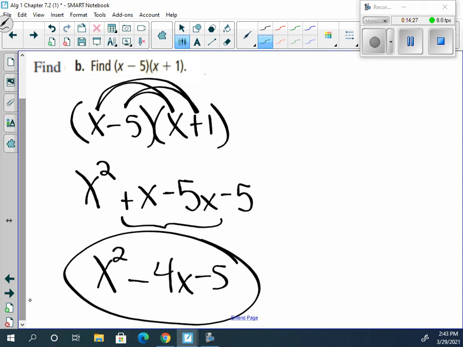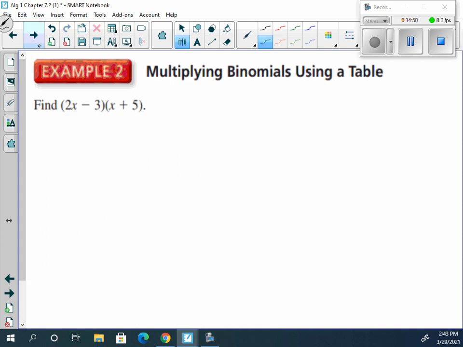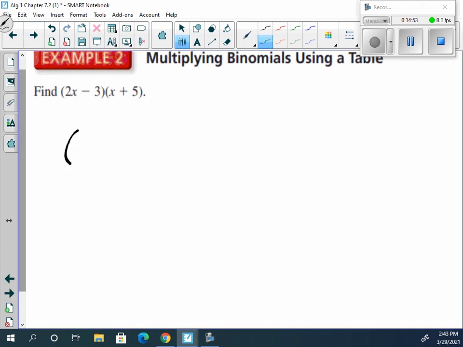Because once we multiply these out, once we do x times x, we'll get x squared. Negative 5 times 1 will be negative 5. Those really don't change once we multiply them out because there are no like terms with them. It's just negative 5 and x squared. Questions on this here? No? Okay.